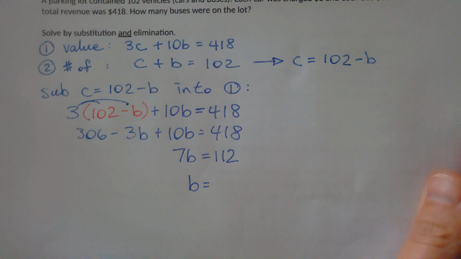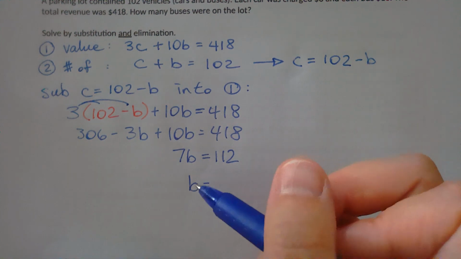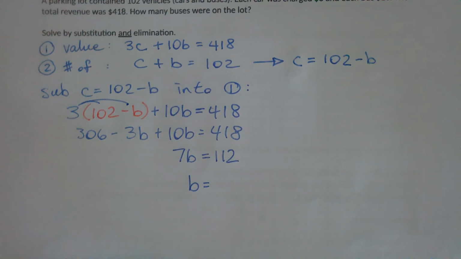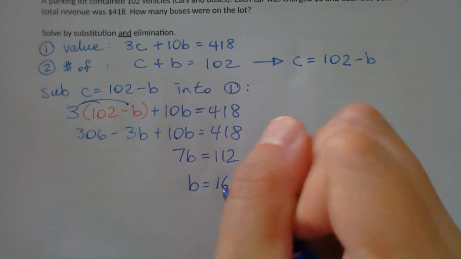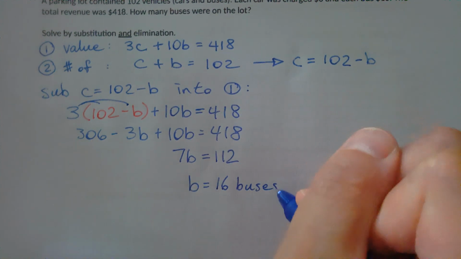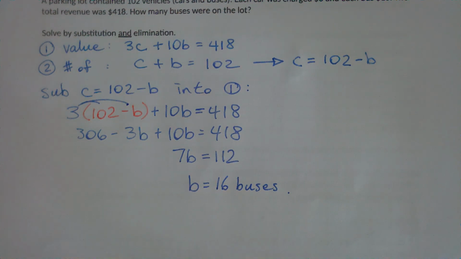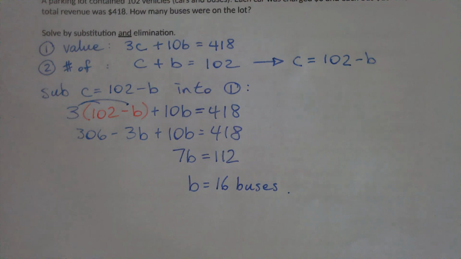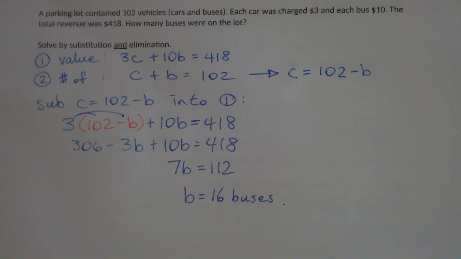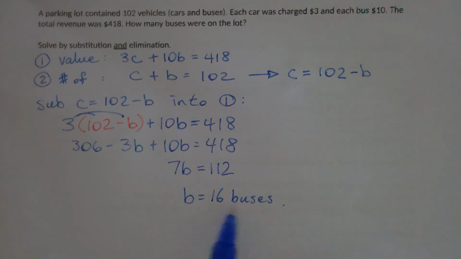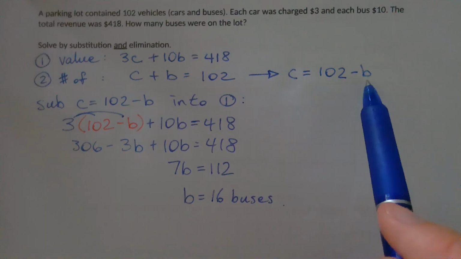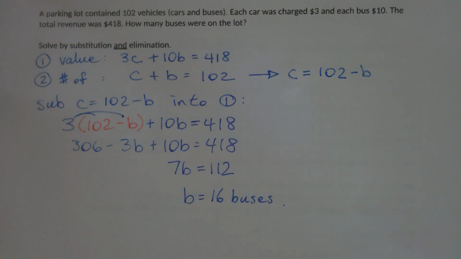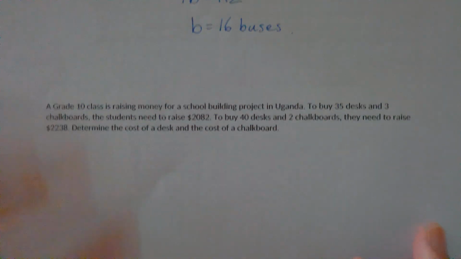You can't have half a bus, right? So when you divide it, you better get a whole number. So this means 16 buses. Okay. And if you get a decimal, check your work. It means that you did something wrong. Okay. The question only asks for number of buses, so that's my answer. Otherwise, I would have to substitute it in here to find out how many cars, or in the original.